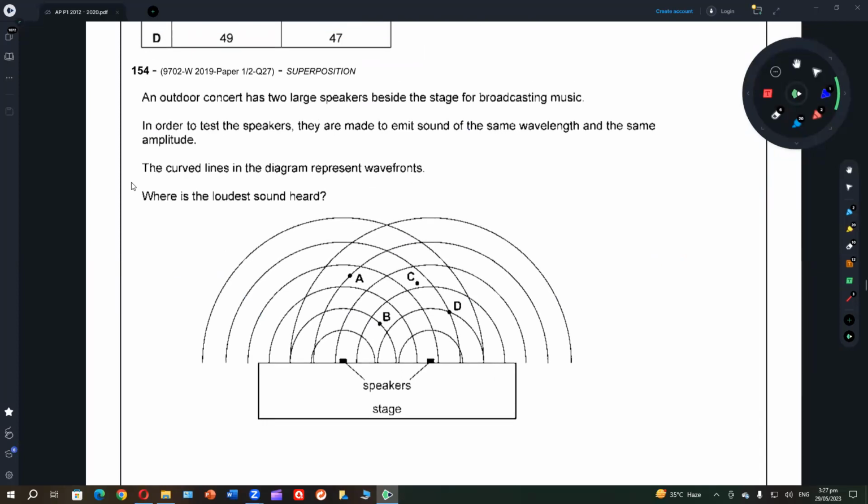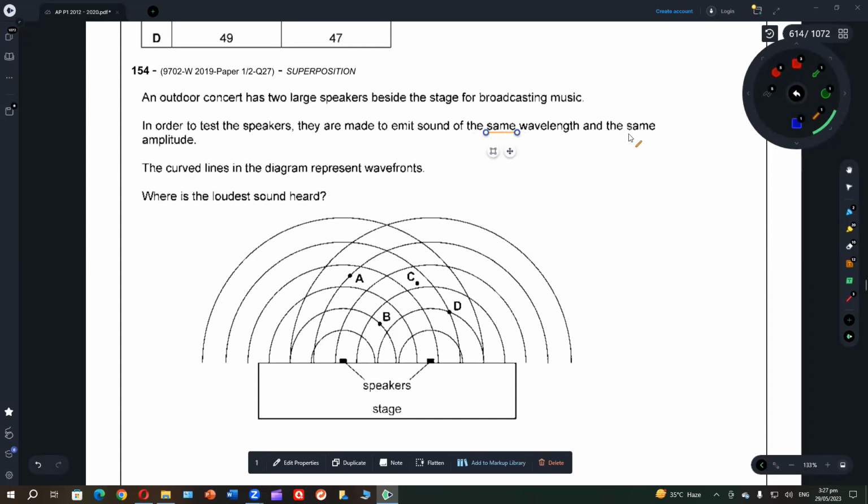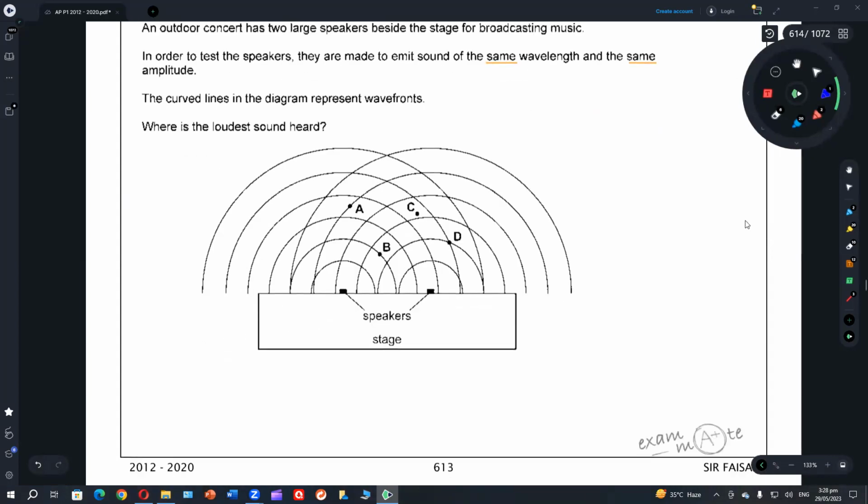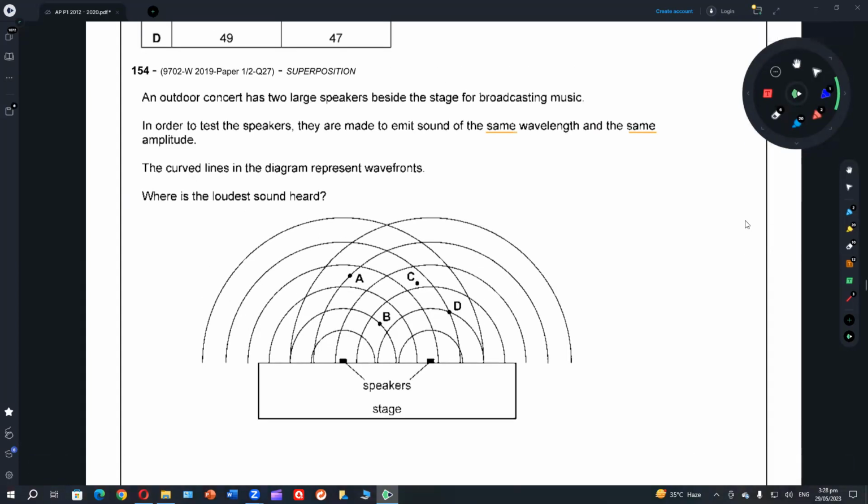An outdoor concert has two large speakers beside the stage for broadcasting music. In order to test the speakers, they are made to emit sound of the same wavelength and the same amplitude. The curved lines in the diagram represent wavefronts. Where is the loudest sound heard? Loudest means the same, crest to crest or trough to trough, we have to see.